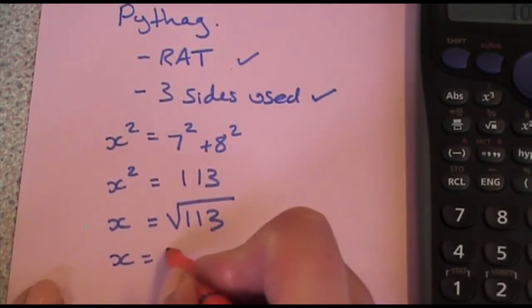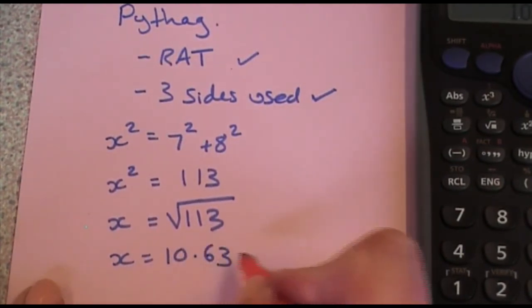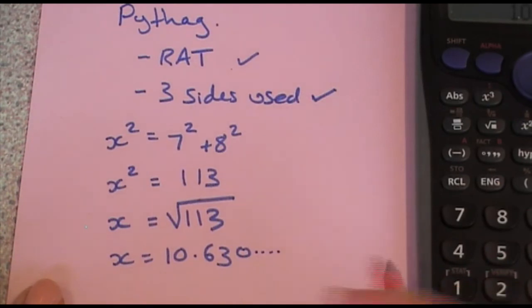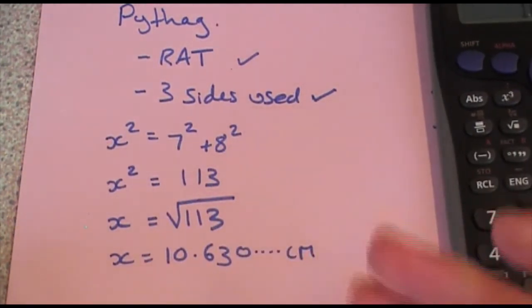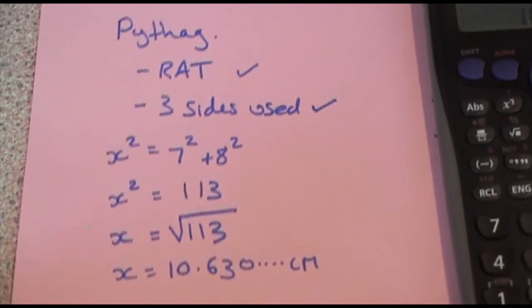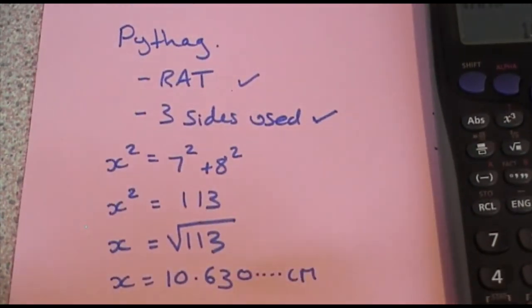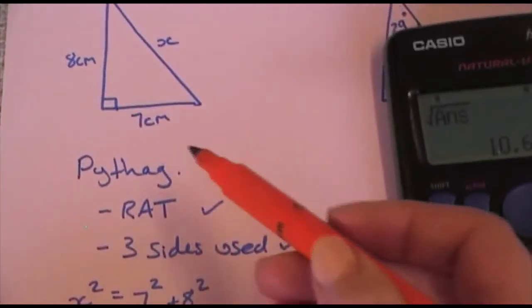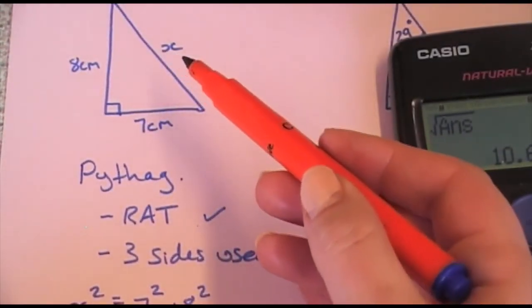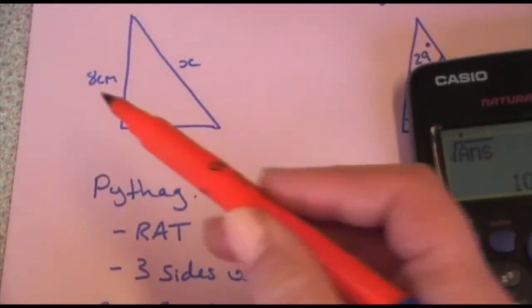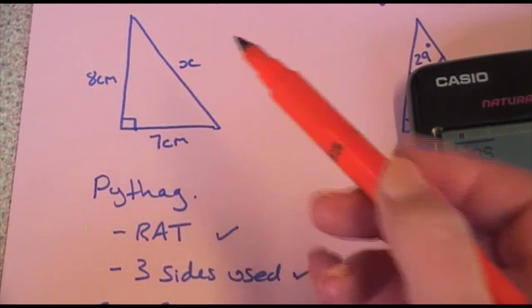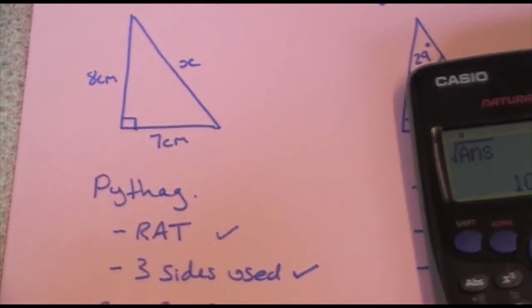So x equals 10.630 and so on. And whatever measure of accuracy they want that rounded to, you would need to round that then. Not forgetting that this is in centimetres because all the other lengths are in centimetres. It's worth checking with Pythagoras if you found the longest side, so in this case this is the longest side, then you need to make sure that the number that you've got, in my case 10.63, is actually longer than both other sides. In this case, yes it would be.